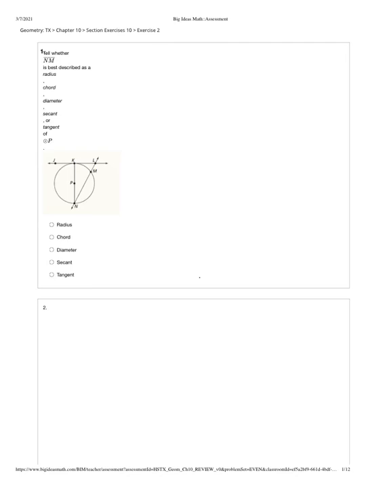I wanted to give you a video to go over this chapter 10 review. Number 1, we are looking at vocabulary. Tell whether NM is best described as a radius, chord, diameter, secant, or tangent of circle P. So first let's identify the segment that they're talking about here. NM looks like it is this line. That one intersects this circle twice, which means it is a secant line.